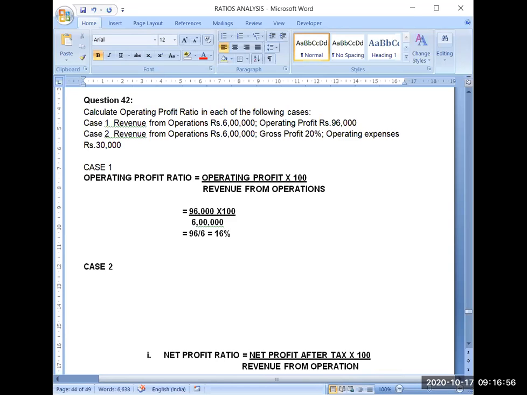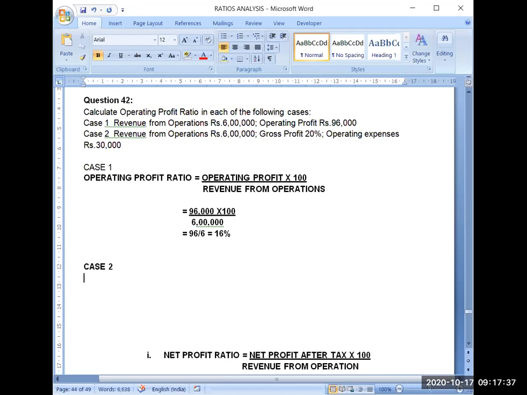Case 2 is revenue from operation is given 6 lakh, gross profit is given 20%. Now it is not mentioned whether it is on revenue from operation or it is calculated on cost of revenue from operation. So I told you yesterday also that it will always be assumed that it is calculated on revenue from operation until and unless it is specifically stated that it is on cost. So it will be treated as on revenue from operation. Then further part is operating expenses.